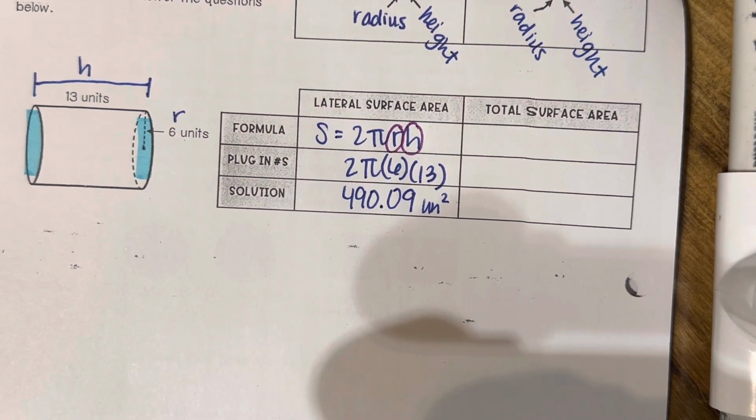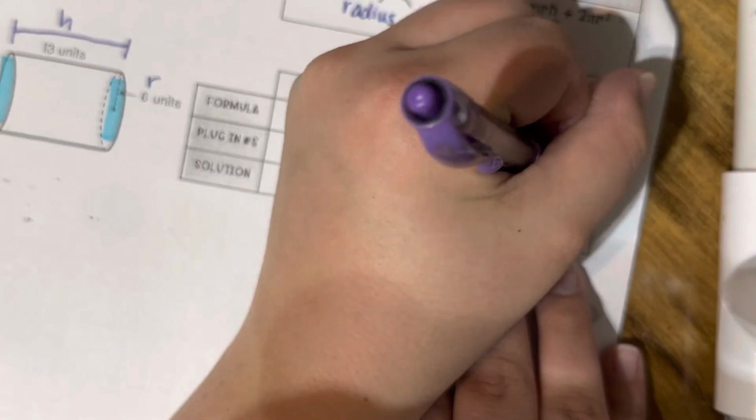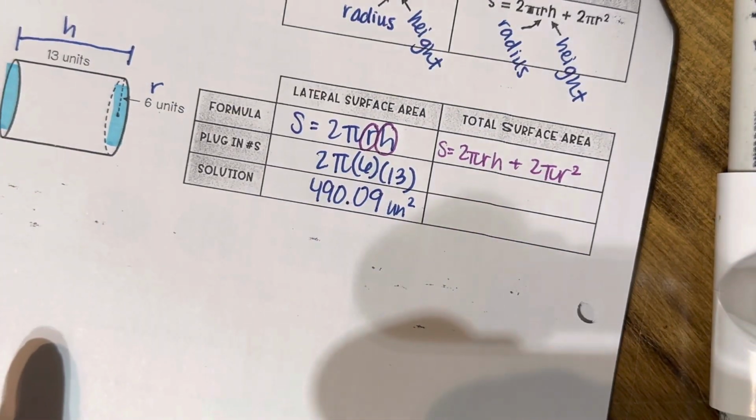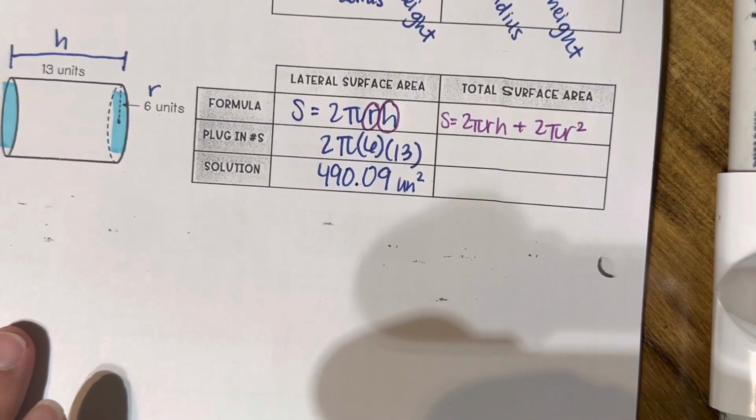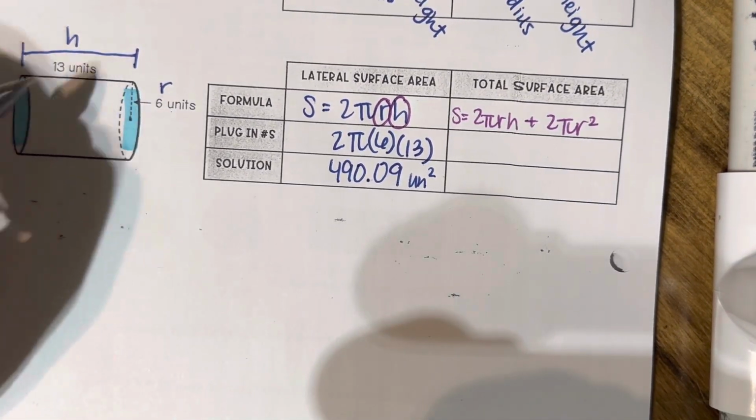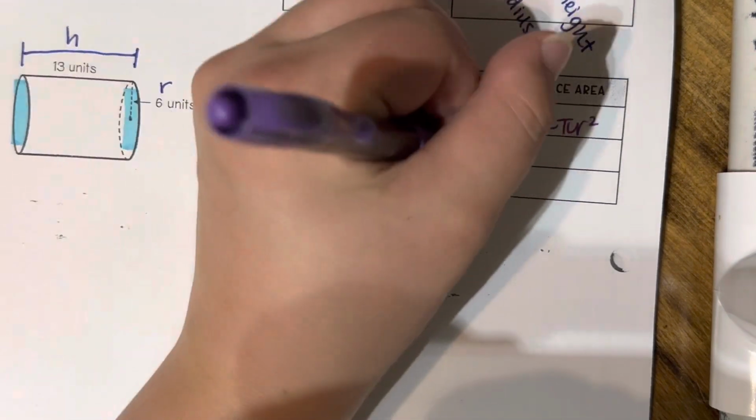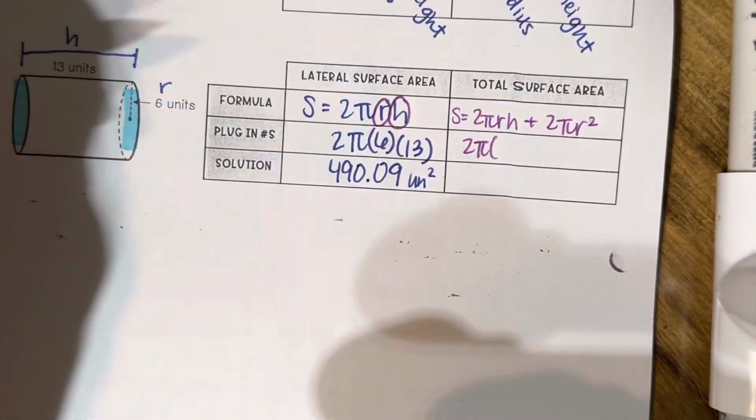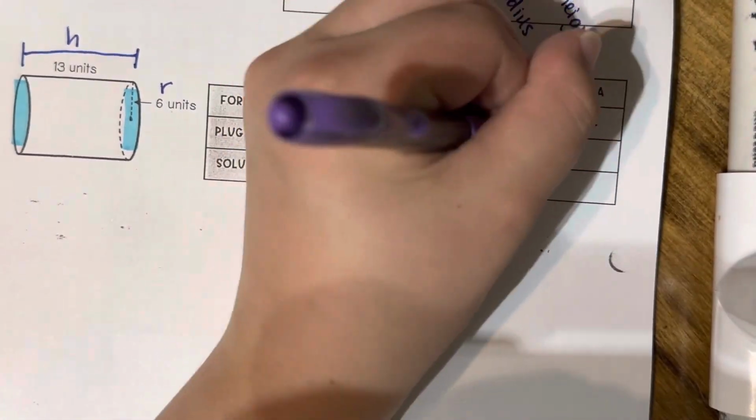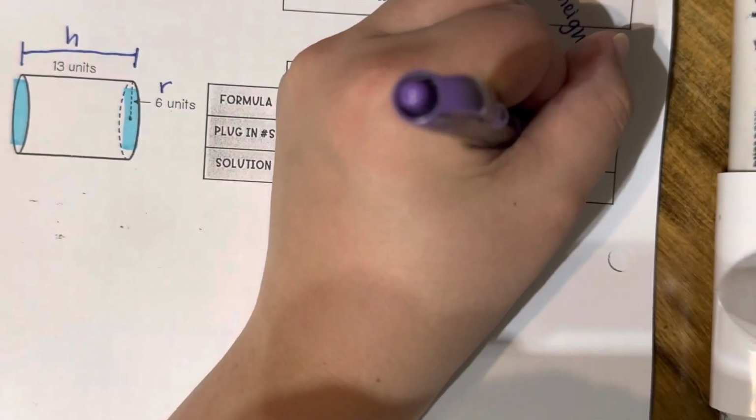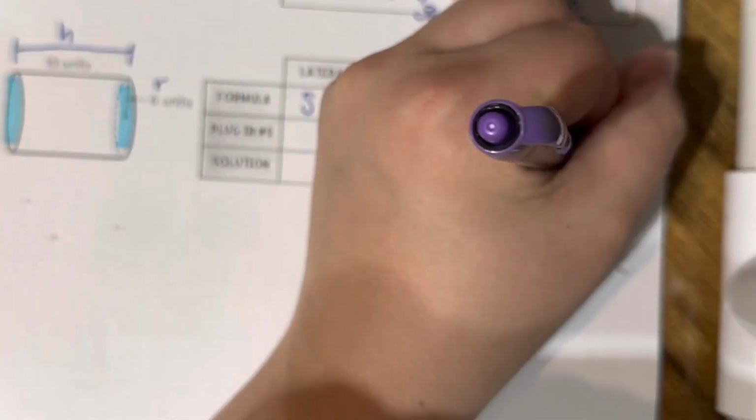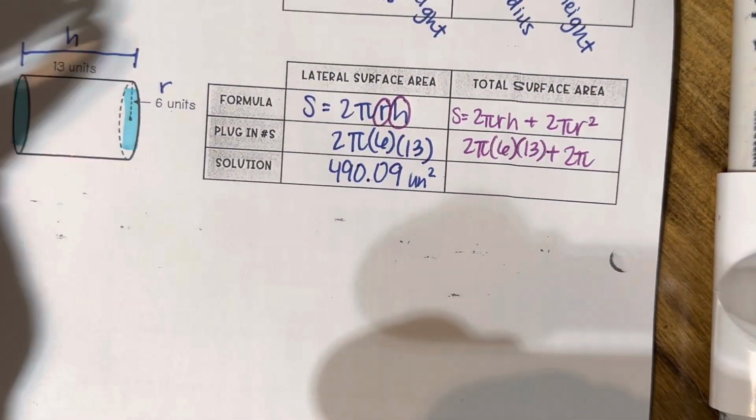Okay, so now let's do total surface area. My formula is S equals 2 pi r h plus 2 pi r squared. So I'm going to use the same information here to plug in for my r and my h. So I have 2 pi, my r is 6, so times 6, times my h, which is 13, plus 2 pi, my r is 6, and I square that 6.